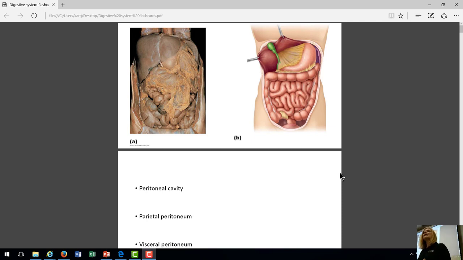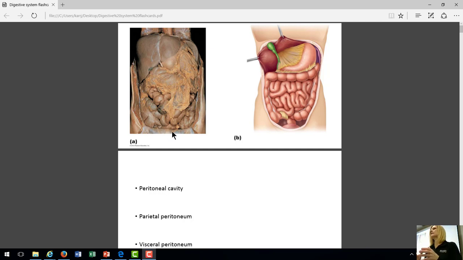So the membrane that lines the abdominal cavity or the peritoneal cavity is called the parietal peritoneum. And then it folds back and covers the organs of the abdominal cavity, and that's what we call the visceral peritoneum. So the digestive tract is not sterile, right? We bring food into our mouth, it enters the digestive tract, comes down the esophagus, into the stomach, through the intestines, and out the anus.